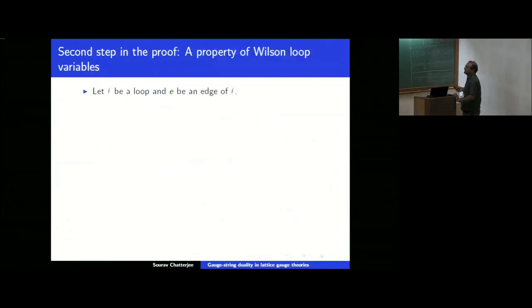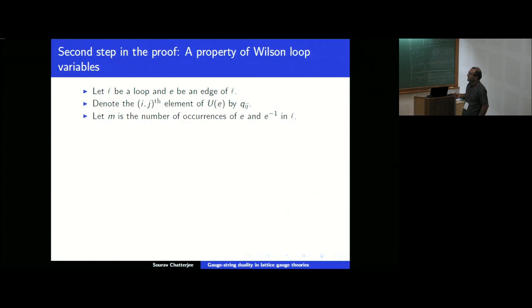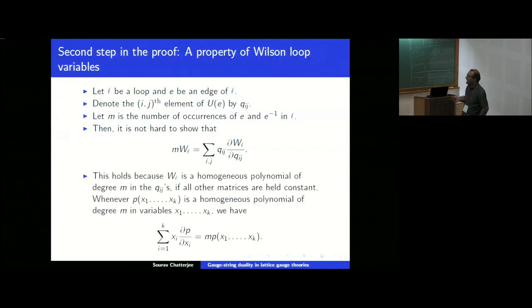So how do you use this? Let L be a loop and E be an edge of L, and take the matrix U_E attached to the edge E, and denote its ijth element by Q_ij. Let M be the total number of occurrences of E and E inverse in this loop L; E inverse is the edge in the opposite direction. Then one can show that M times the Wilson loop variable W_L is the summation of Q_ij times ∂W_L/∂Q_ij. And this is very simple.